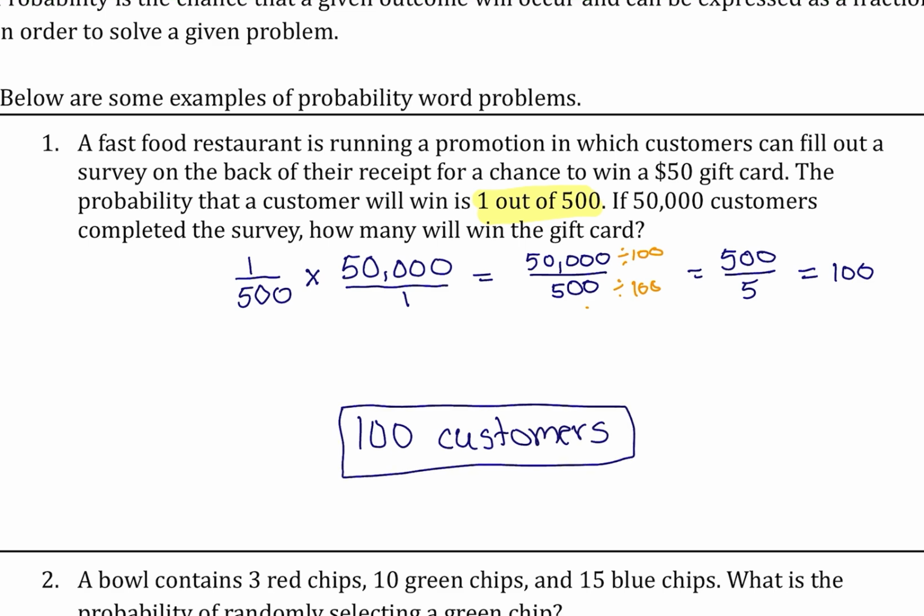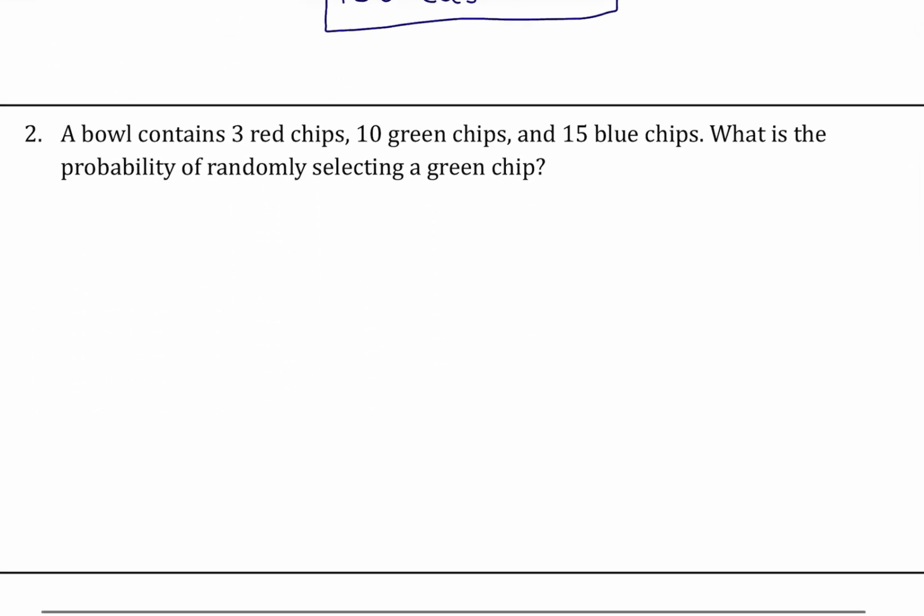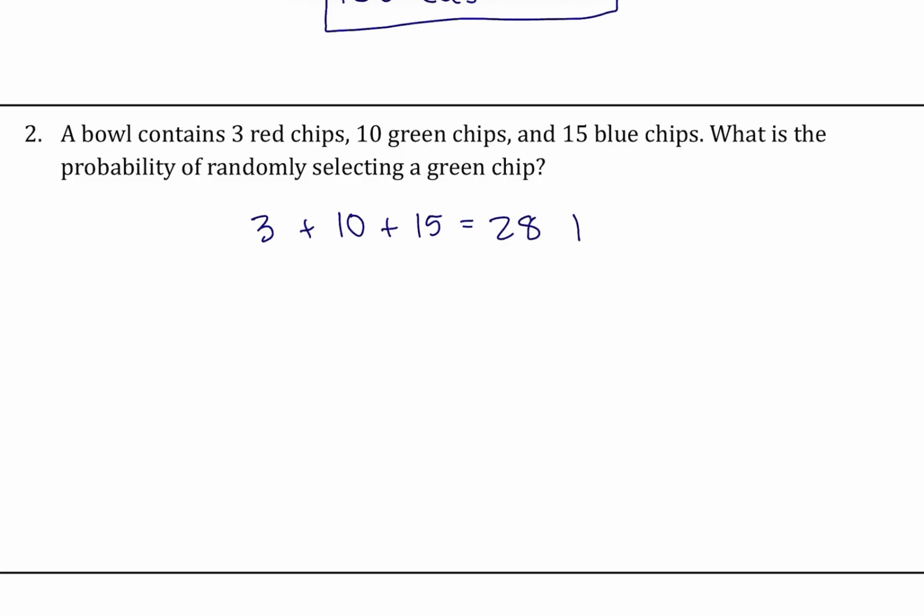All right, let's take a look at another example. Here we're given that a bowl contains 3 red chips, 10 green chips, and 15 blue chips. We want to know the probability of selecting a green chip. The first thing we need to do is figure out how many chips are in the bowl. We can do that by adding 3 plus 10 plus 15, and that's going to give us 28 total chips.